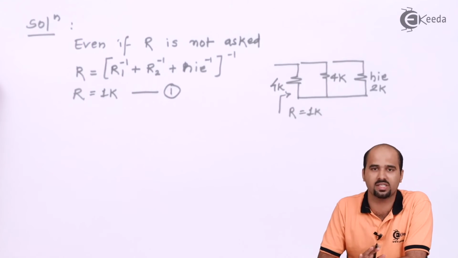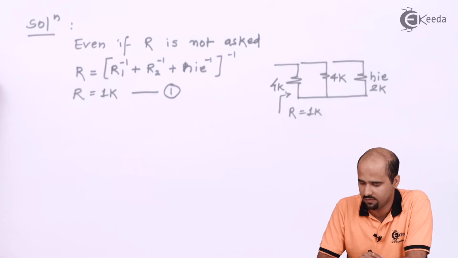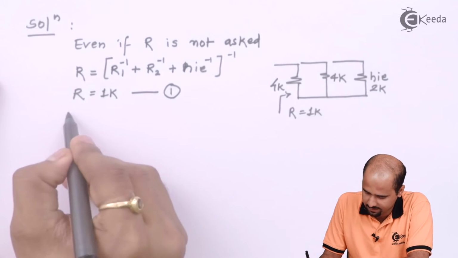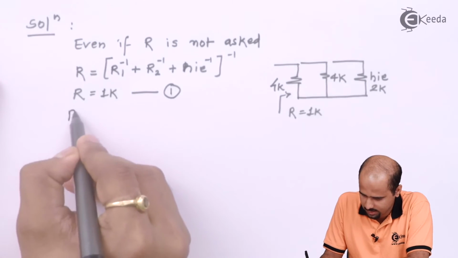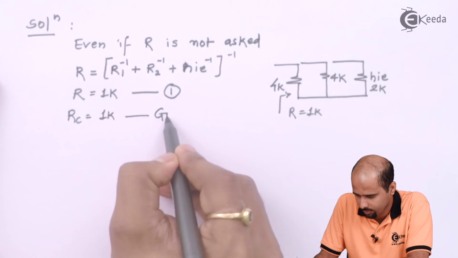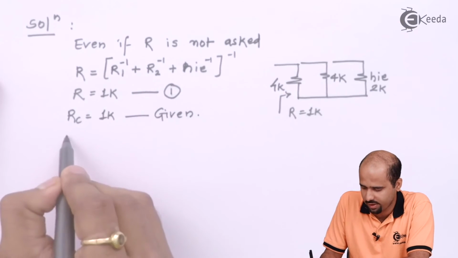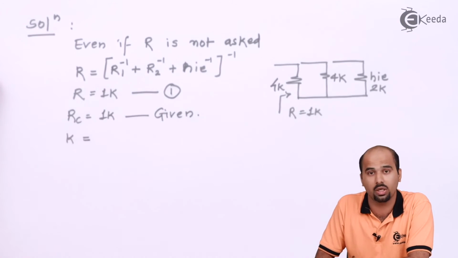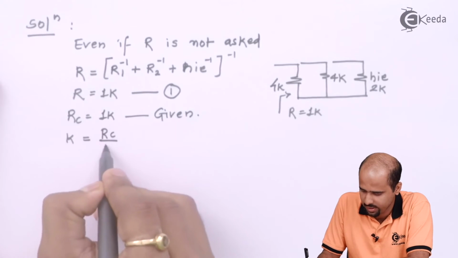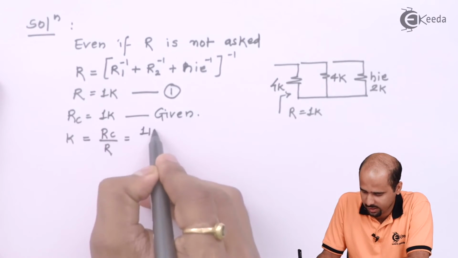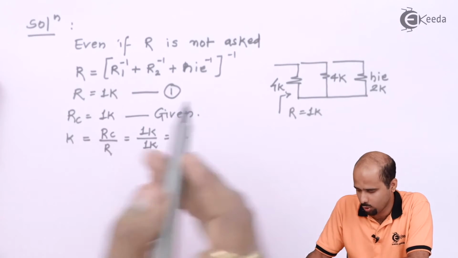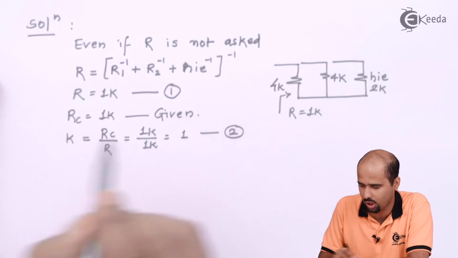Now it is very easy to find the frequency of oscillation. First of all, I know that RC is equal to 1K, and that has been given. So we can easily find the value of K in the equation of frequency of oscillation. K is nothing but RC divided by R. RC value is 1K, R is equal to 1K, so the K value is 1. Let's say it is equation number 2.